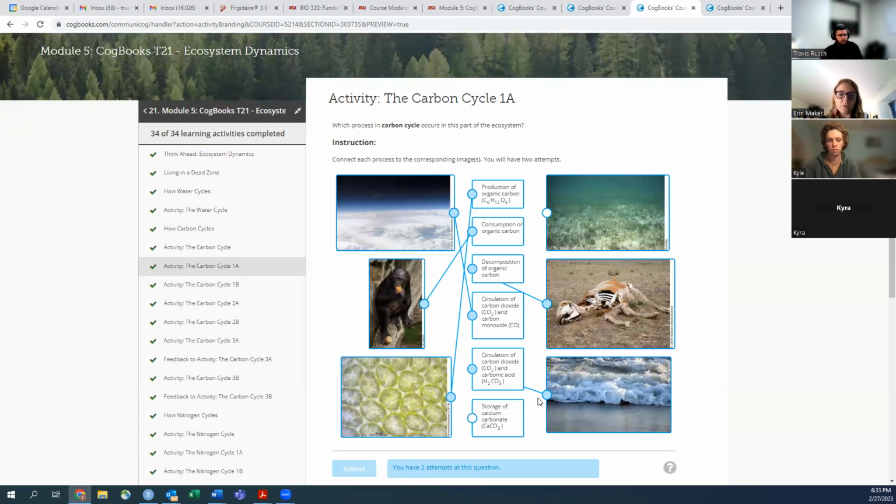And then the storage of calcium carbonate happens on the ocean floor in, you know, dead animals, basically, right? I think the example that Cogbooks gave, I might be wrong on this, was what occurs when coral reefs die and stuff like that. Some of it, yes, but I think what it's getting at is sedimentation. So your calcium carbonate is settling on the bottom and getting buried.